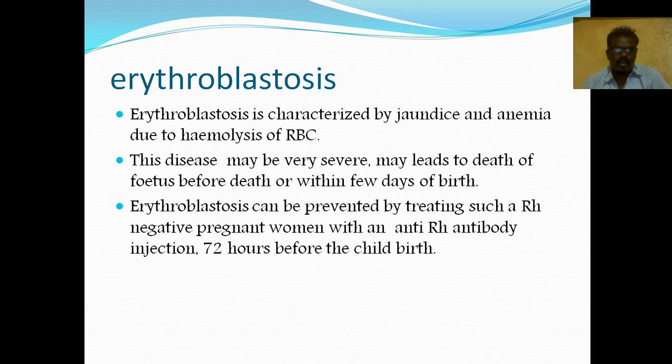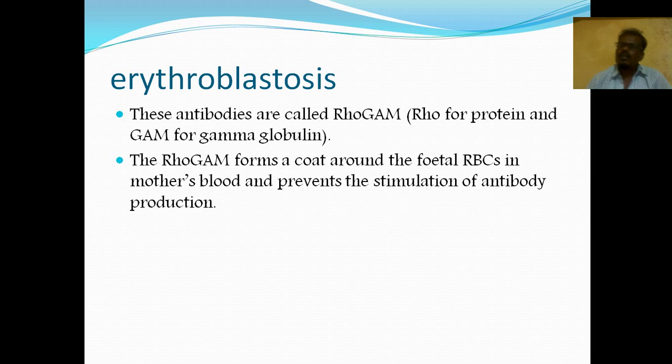So jaundice and anemia are the major symptoms. These antibodies are called RhoGAM, anti-Rh antibody. The injection is called RhoGAM. Rho means protein and GAM indicates gamma globulin.